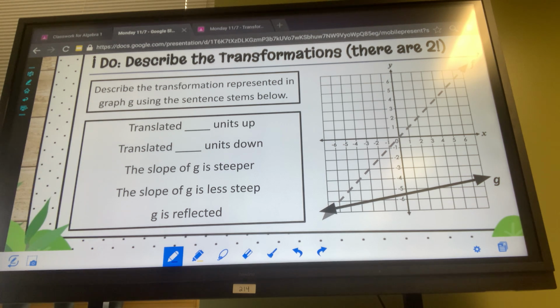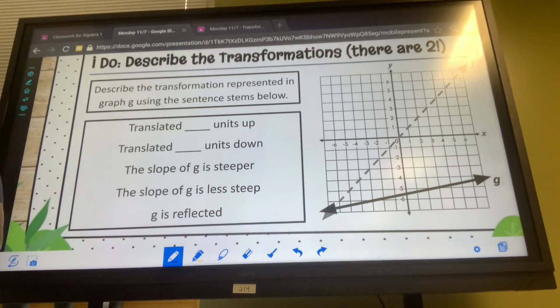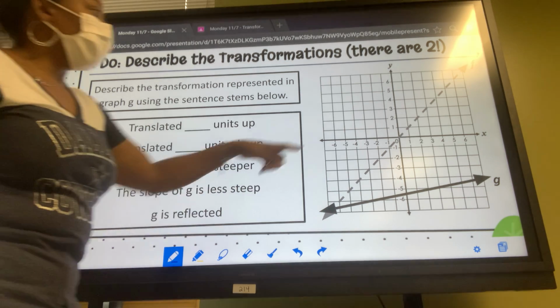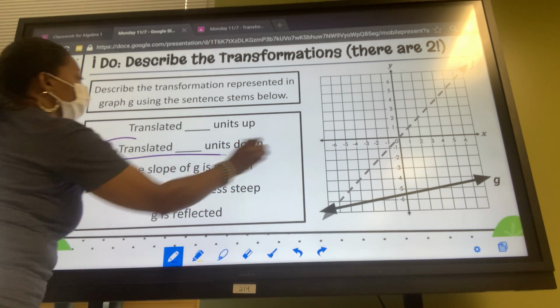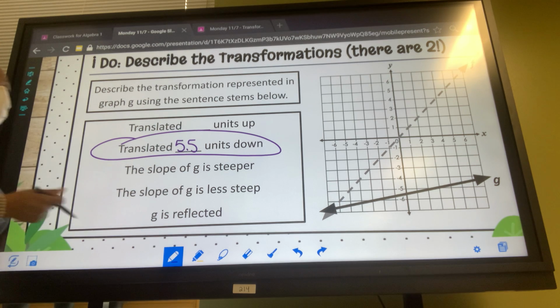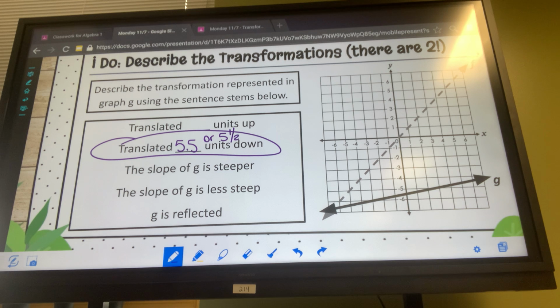These are the ones you have to watch out for, because sometimes it's not just one thing, it may be 2. Notice it's not on 0 anymore and it's also not parallel. So it's got to be a translation and something happened to the slope. It went from 0 down to -5.5. So down 5.5. Don't write -5.5, since down already says it's negative. Or you can just write 5.5. I'll take either one. You're not going to say I went down -5 times.